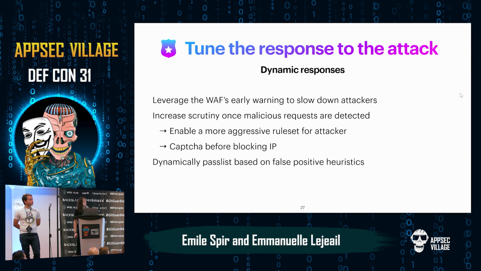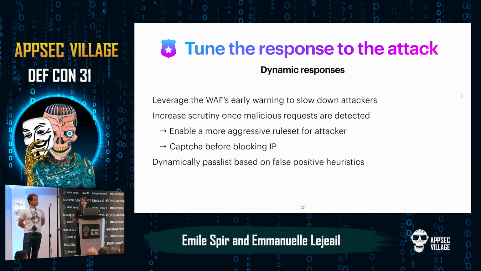And the last element that you can try is to tune the response to the attack, meaning if you're able to catch a specific IP that's been targeting your application for a while, you could dynamically roll out a new rule set for this specific IP and catch more attacks coming from it, meaning you could catch everything and see what's coming up. And on top of that, if you're unsure whether the actor is actually malicious, you should be able to enable different types of responses. First, have a CAPTCHA and only block after.